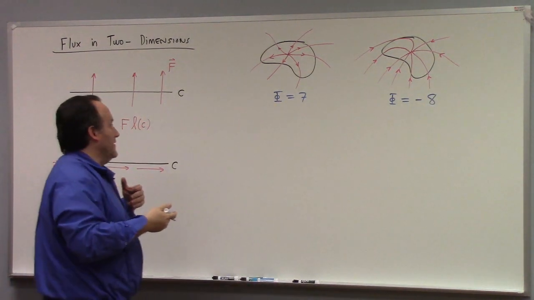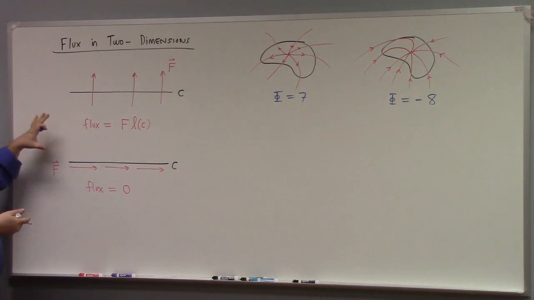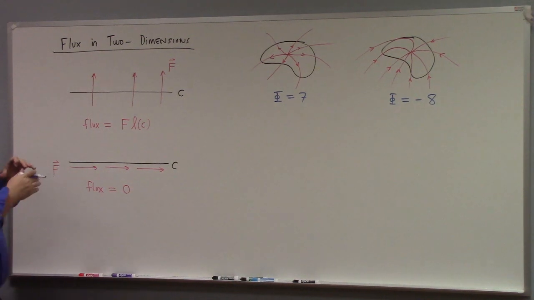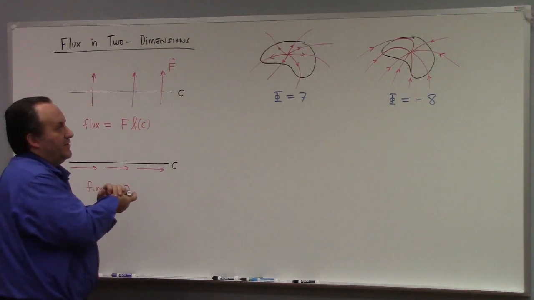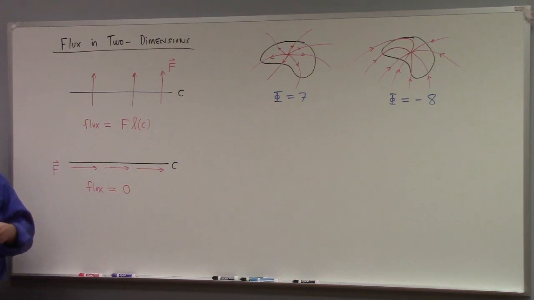Now, so really, this doesn't quite capture the idea, because when we talk about flux, we're talking about a closed curve. And we're counting field lines that go out as giving you positive flux, whereas field lines that go in give you negative flux. Is the idea clear enough?